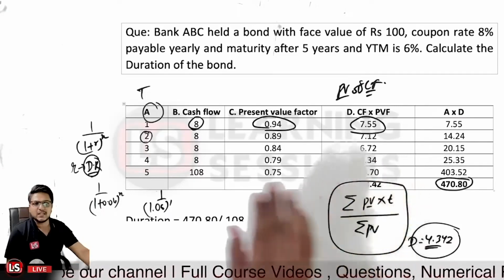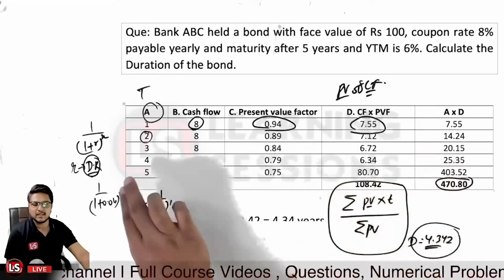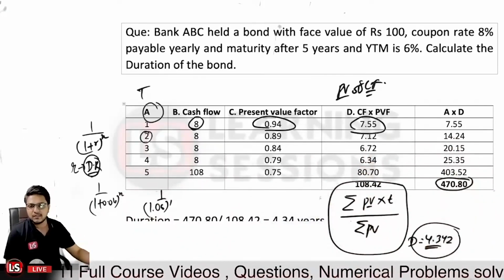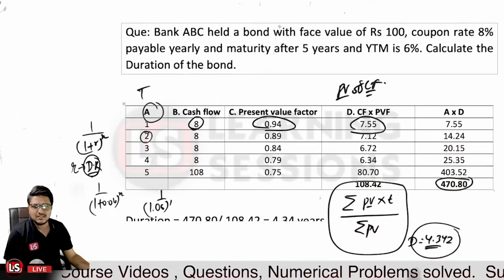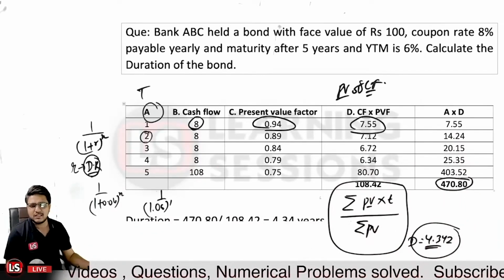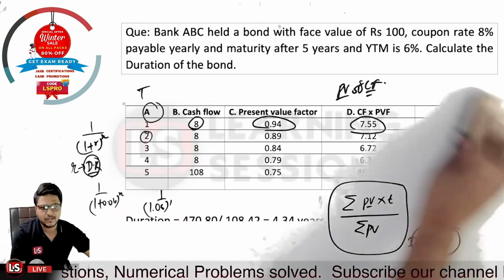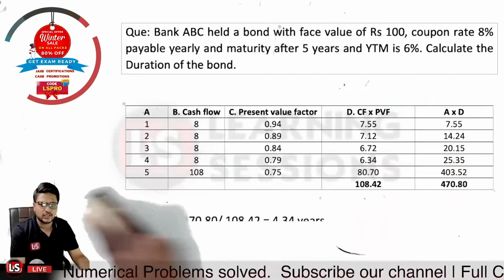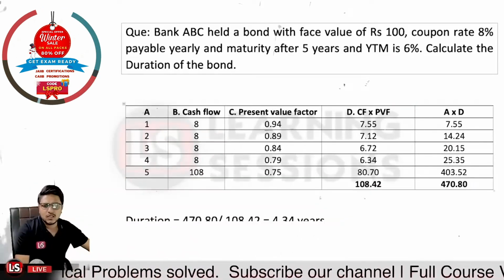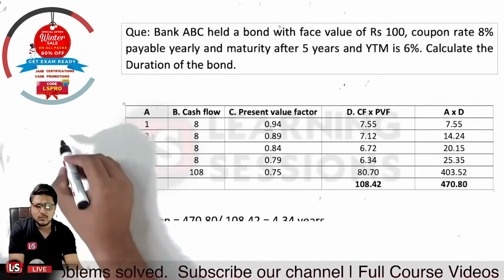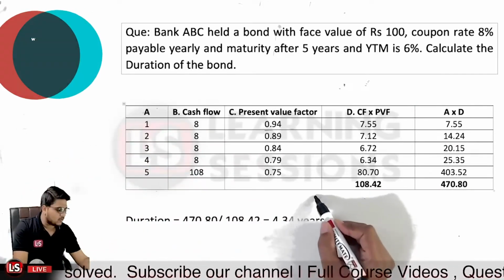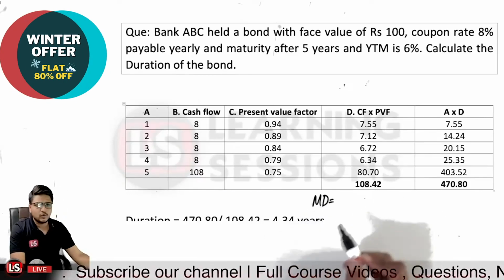Then we multiplied B with C, and in the last column we multiplied A with D, and further we took the sum of all these terms that we calculated, and then we solved the duration formula itself, and the answer related to duration came out as 4.342 years. Now what about the modified duration? If we were to calculate the modified duration too, how could we calculate it?